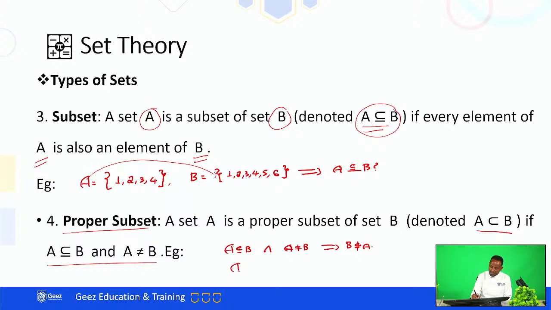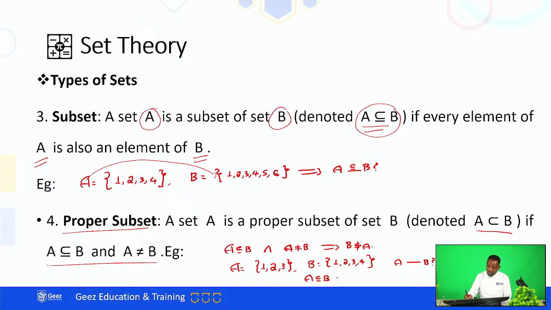Say for example, consider set A with elements 1, 2, and 3. And let's consider set B with elements 1, 2, 3, and 4. So simple. Now, tell me about A and B over here. What can you say about A and B? Well, we can say that A is a subset of B because by definition, we know that if every element of A is in B or belongs to B, then we can say that A is a subset of B. Have you got me?